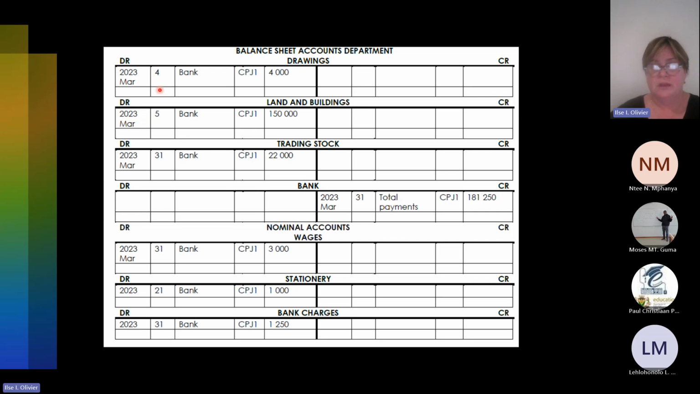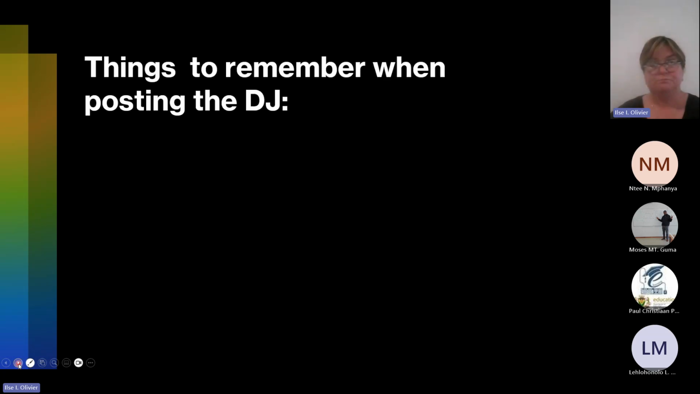Drawings on the 4th, the rest stays the same, bank CPJ with the amount. Land and building on the 5th, bank CPJ with the amount. Stationery 21st, bank CPJ with the amount, and the bank charges.